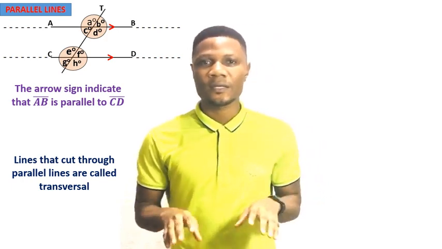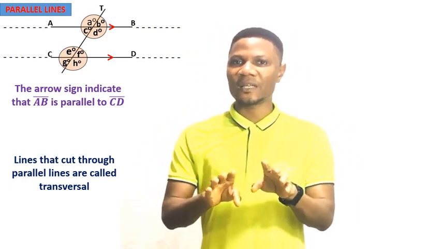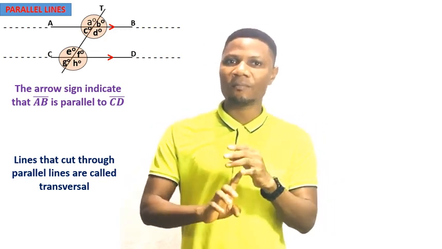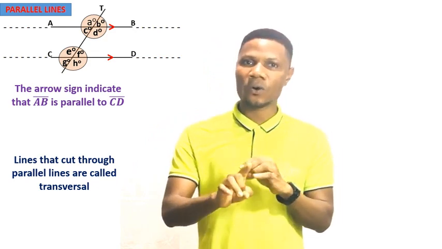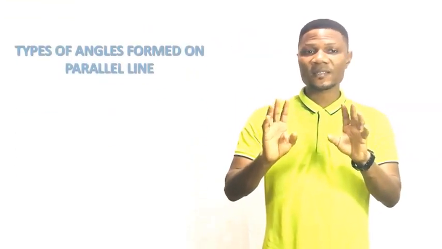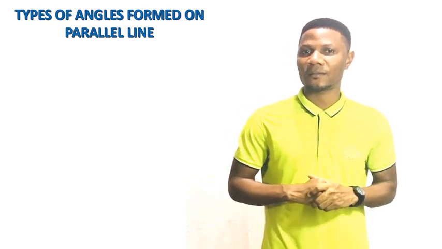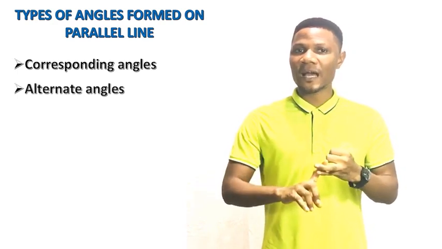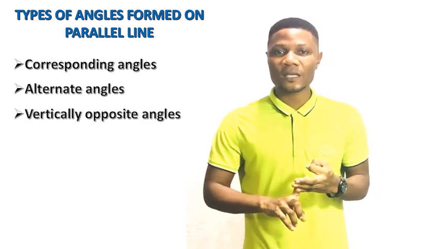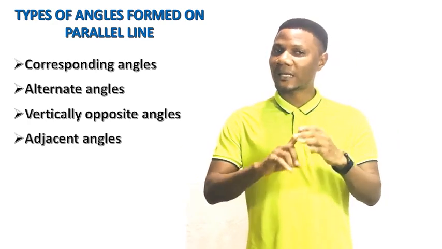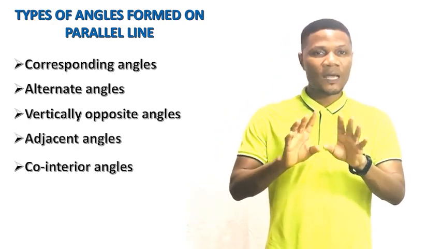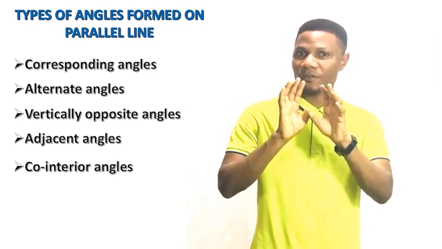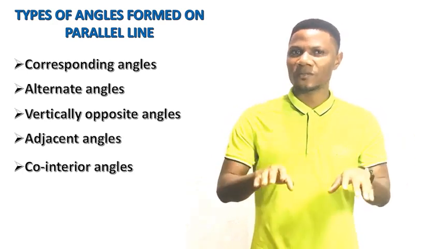On the parallel lines. Don't forget, the only reason an angle can be formed on a parallel line is when the parallel line is intersected by another line, and such lines are called transversal. There are different types of angles formed on a parallel line. The angles are corresponding angles, alternate angles, vertically opposite angle, adjacent angle, and co-interior angle. Now we're going to move into these angles. We'll explain them one after the other. I'm going to give you a trick for resolving these angles. It's very easy.